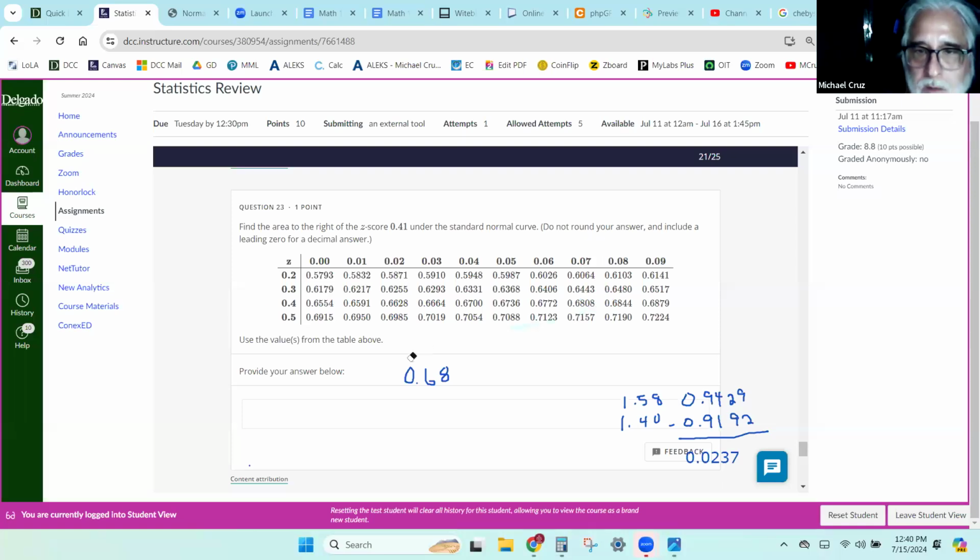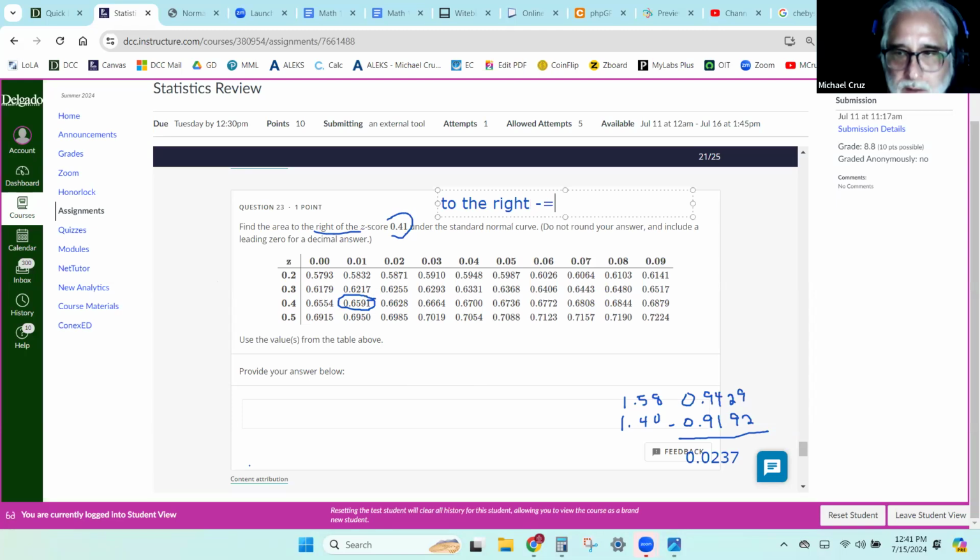All right, so find the area to the right of, okay, to the right of. So this means we've got to use our complement rule. They're telling us the z-score, so we look that up. So that's 0.41. So to the right is 1 minus 0.6591.